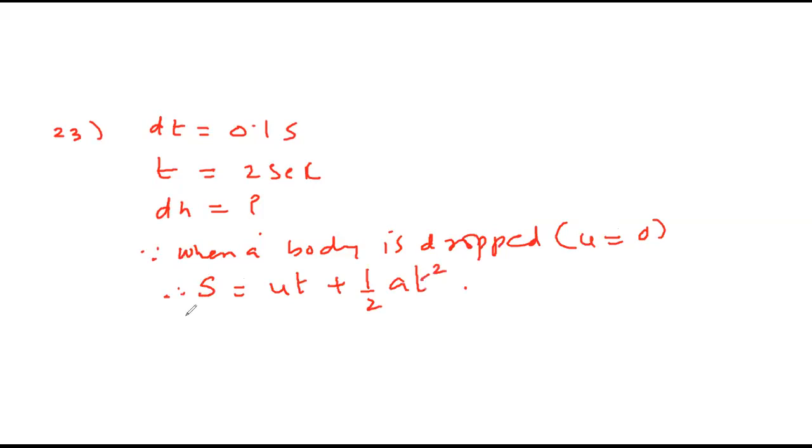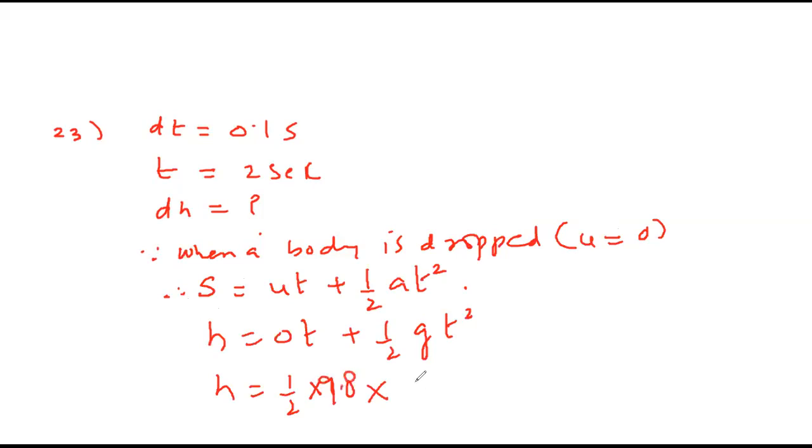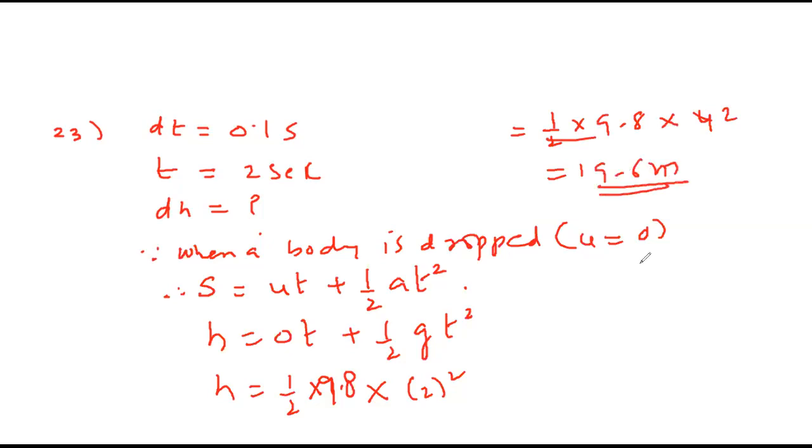Kinematics mein hai. In 10th you might have done, 9th you might have done in fact. So this is height h is 0t plus half gt square. So height is half, g is 10. If not given, we'll take 9.8 to be more precise. Into t square, which is 2 square. So this is half into 9.8 into 4. That is 19.6 meter. Unfortunately, they don't want height, they want error in the height.